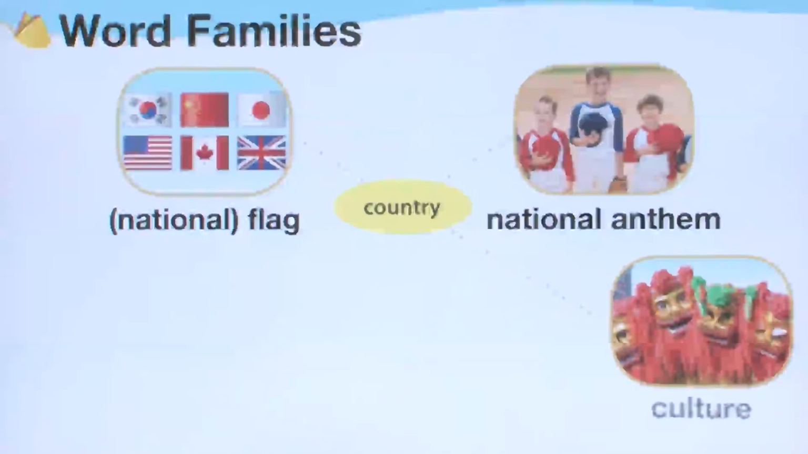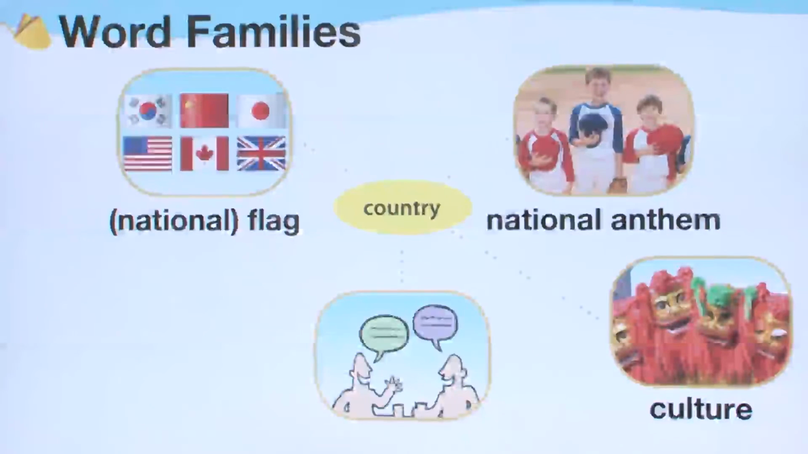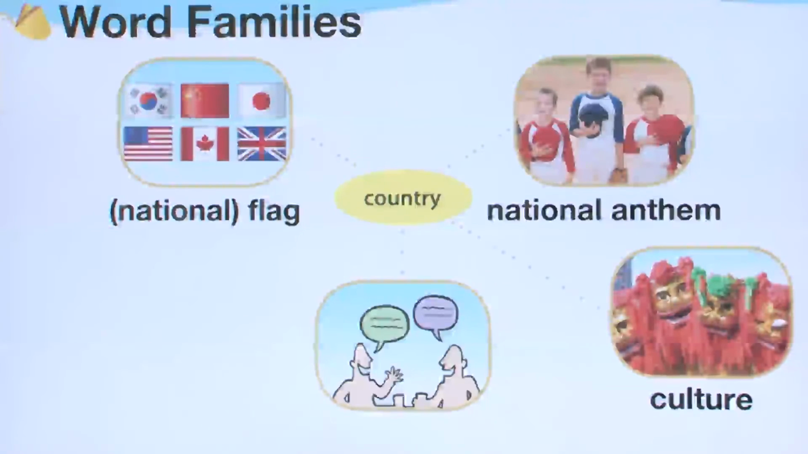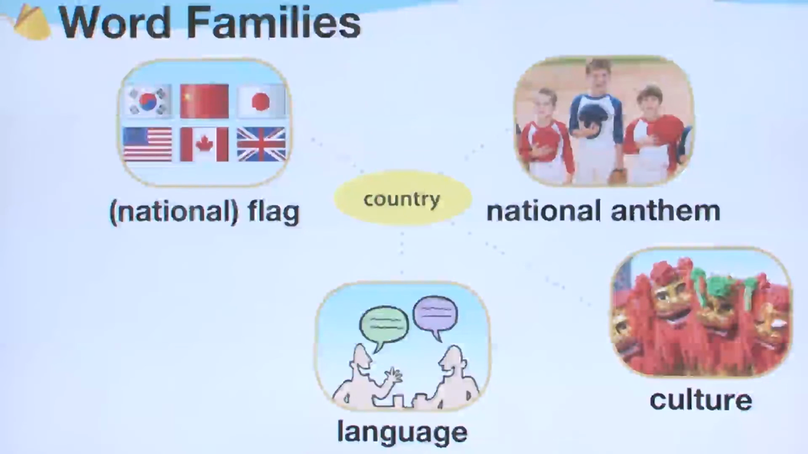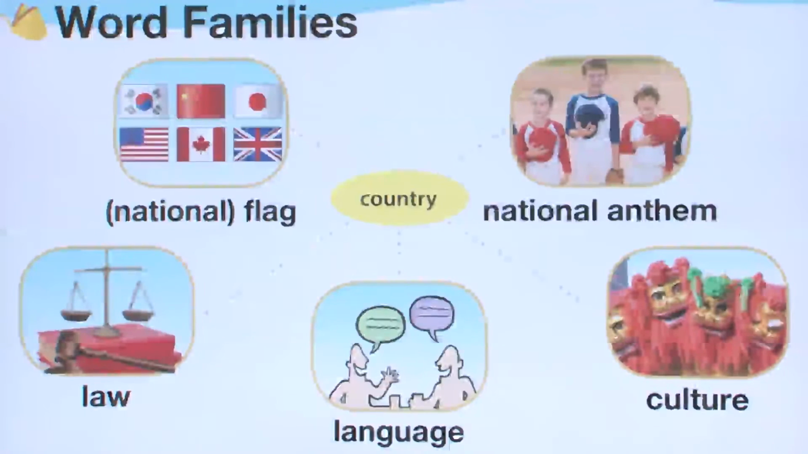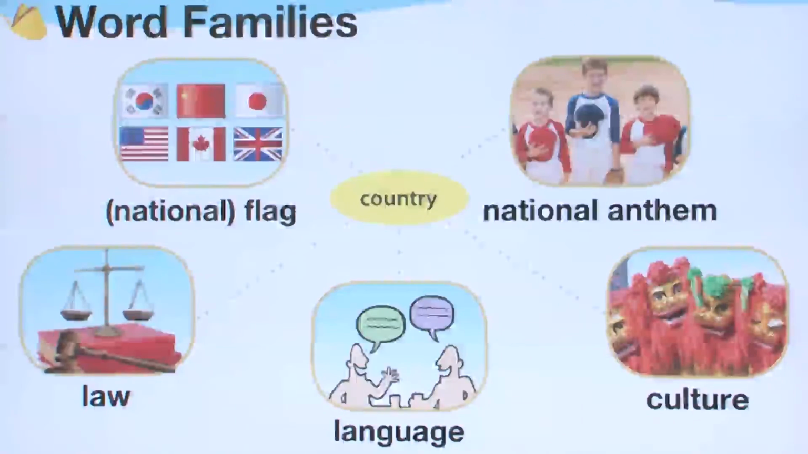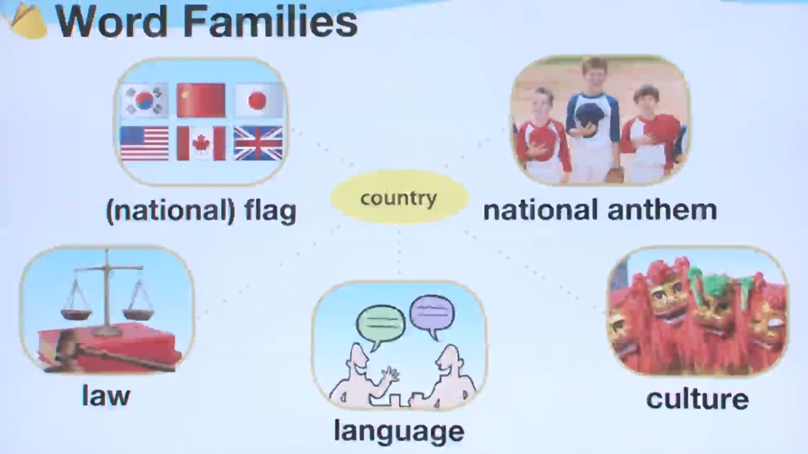Now, what is that? Culture. Every country has culture. They do things, they sing things, they act, they play sports. That's culture. Oh, two people are speaking. So a country has language. What's your language? Now, what is that? Law. Every country has a law. So these are some things that countries have. They have flags, anthems, culture, language, and law.